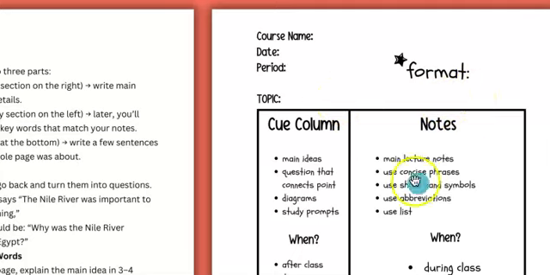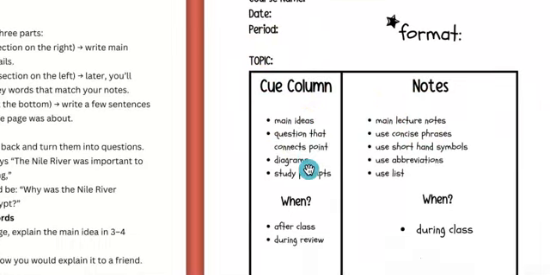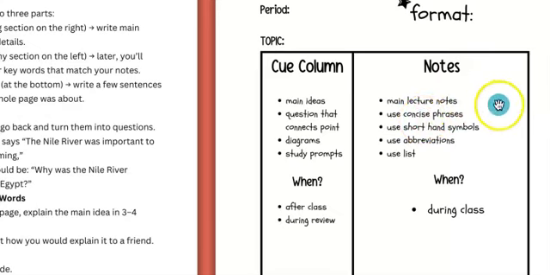All right, over here you can see that we have the notes column, and then over here on the left is the cue column, right? So in our notes, that's where you put your main lecture notes. Now, you might not be in class though. You might be reading your textbook at home. So when I say lecture notes, that would also include whatever you're reading, right? That's the material being presented to you. And then concise phrases. That does not mean copy word for word. That means you take the information and you make it succinct. So you're summarizing, you're making it succinct and clear to you.